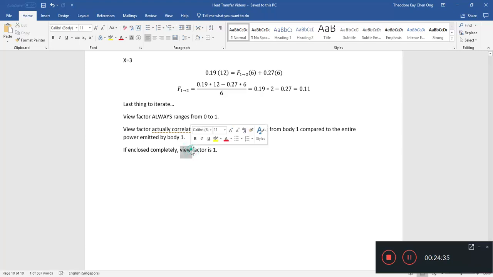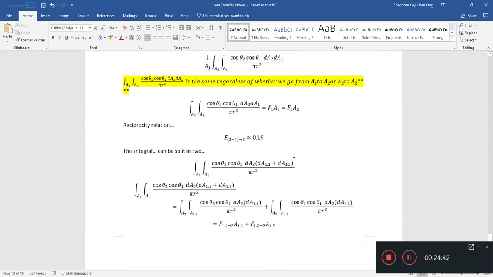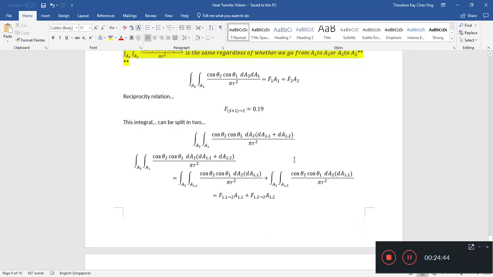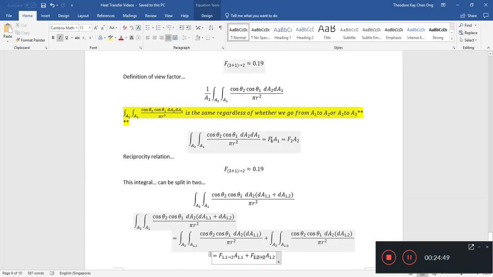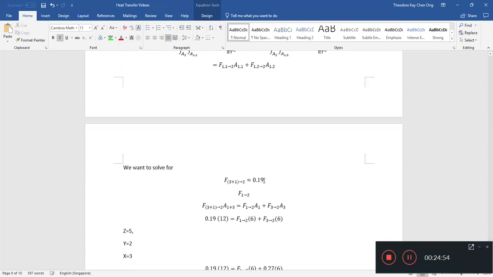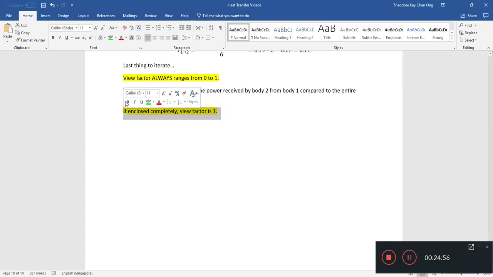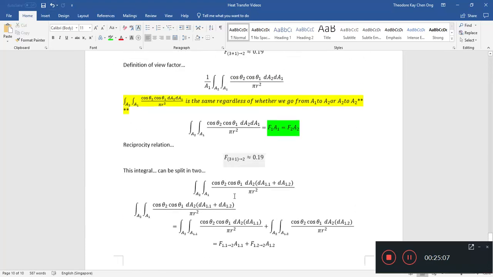So these are the last few things I want to reiterate. We have actually just gone through some example problems of a view factor, and a few important properties. One is called the reciprocity relation. One is called the enclosure relation here. And of course, it's independent of temperature, etc.